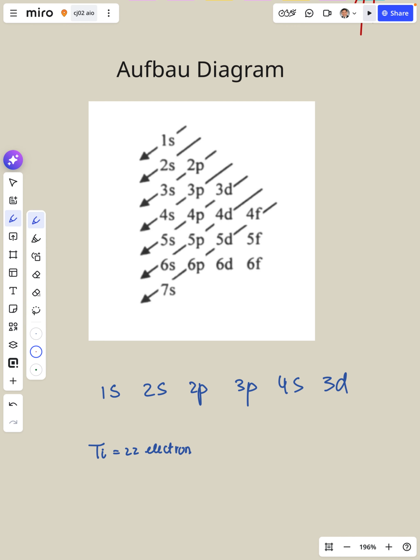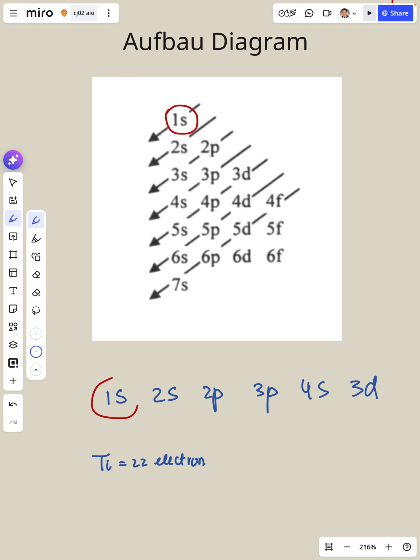Let's try to make an example of electronic configuration. Shall we use titanium? Ti. Titanium has 22 electrons according to the periodic table. How to write the electronic configuration of titanium atom? Let's use this diagram. The first subshell is 1s. Remember, we have 2 electron maximum on 1s. So we put 1s2 there.